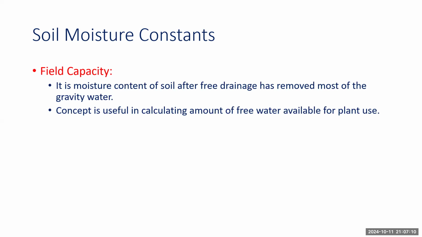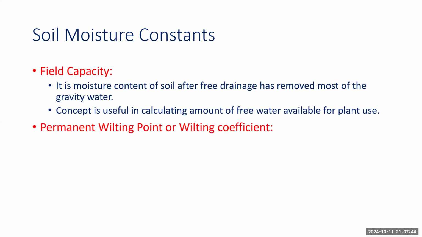Now, what is field capacity? Field capacity is the moisture content of soil after free drainage has removed most of the gravity water. So if the gravitational water is removed from the total saturation capacity, now the moisture content is called field capacity. And this field capacity moisture content consists of the capillary water as well as the hygroscopic water. So this particular field capacity concept is useful for calculating the amount of free water available for plants.